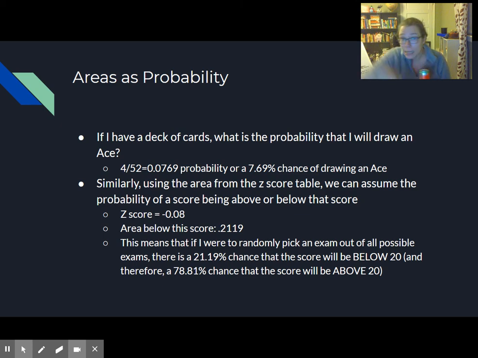So that means if I were to randomly pick an exam, pretend those are exams with weird scores, weird level of measurement, pull one out of that pile, there is a 21.19% chance that the score on whatever exam I pick is going to be below that 20. And therefore, I can flip that around. That also tells me that if I pick a random exam out of that pile, there's a 78.81% chance that the score is going to be above 20. So that is z-scores.